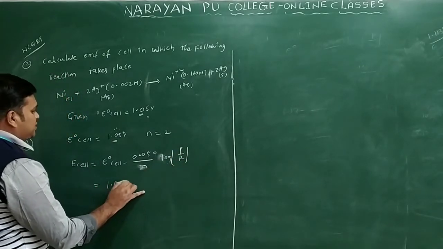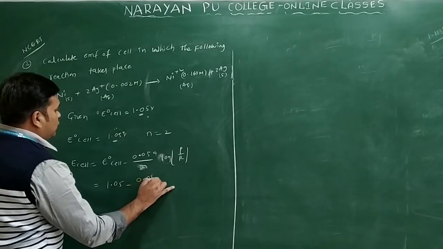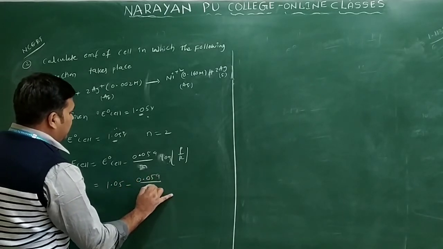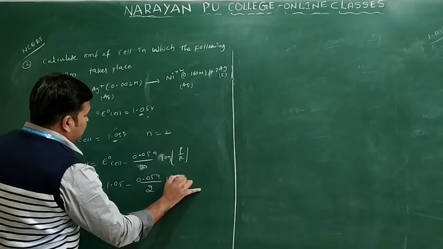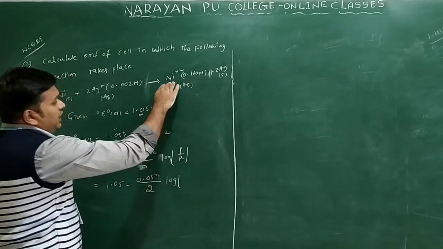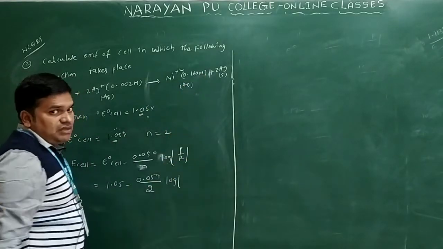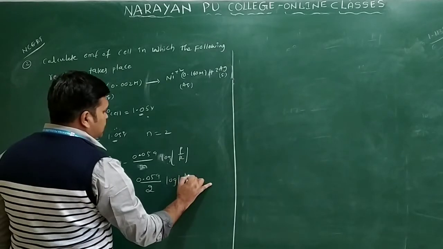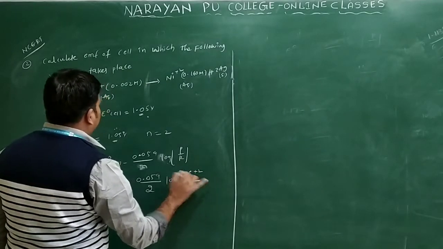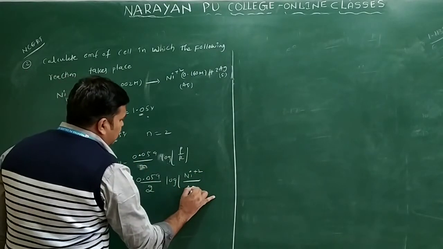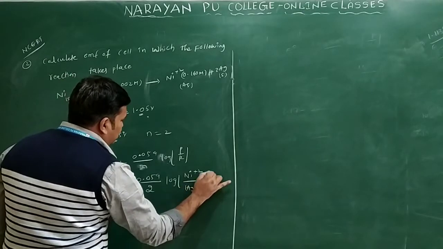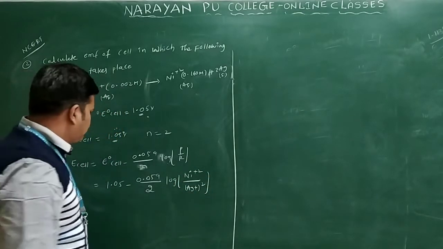This is 1.05 minus 0.059 by n, where n is 2, into log of the product concentration. Here it is Na plus 2 only, because the silver is in the solid state. I will write Na plus 2 by Ag plus concentration whole square only. You substitute the values here.